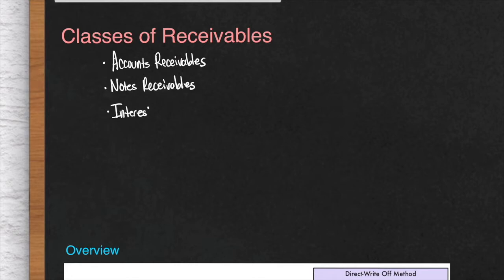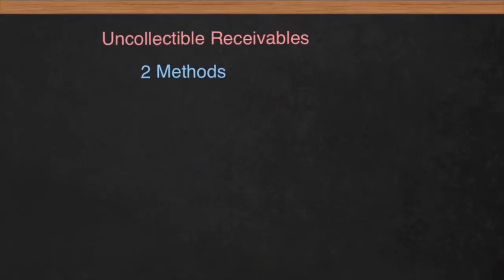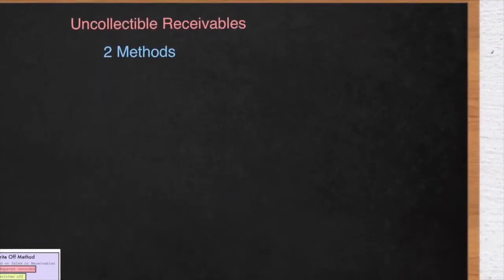The next two receivables are notes receivable and interest receivable. Under notes receivable, you lend out money and you expect to be paid back in the future. And when you lend someone money, you want to charge them interest. So not only do you expect the original amount back, but you also expect to earn interest off the money that you're lending. So that is interest receivable.